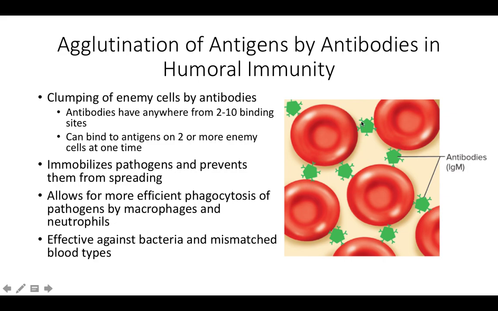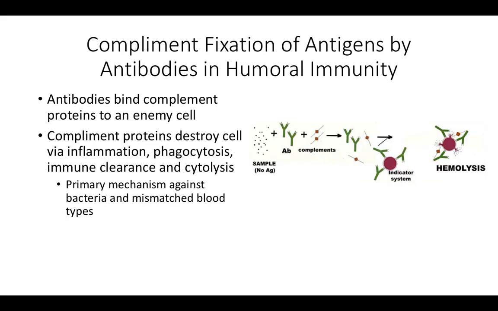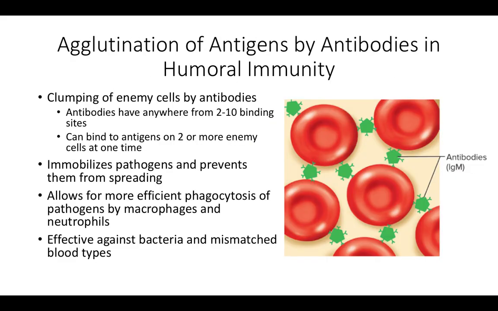So if we have like a bunch of these stuck together, let's just say we have 3 of them stuck together, having a macrophage consume 3 enemy cells as opposed to 1 is just a more efficient means of phagocytosis. So this type of means of an antibody combating a pathogen is effective against bacteria and also mismatched blood types, just like complement fixation.